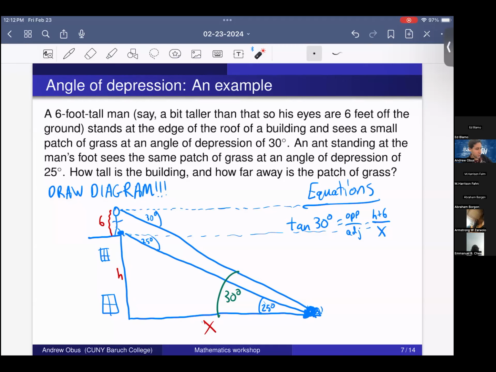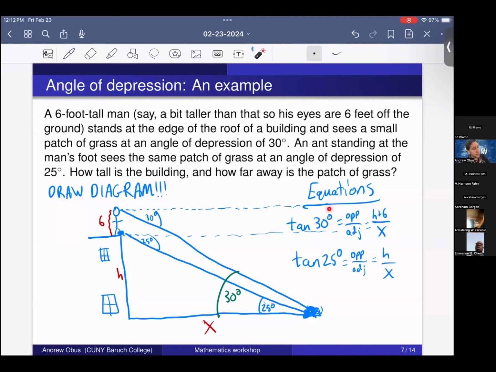So that's the first equation. We have the tangent of 30 degrees equals h plus 6 over x. And what's the other equation that we get? The tangent of the second, 25 degrees, equals, again, opposite over adjacent. And that's going to give us what? h over x.